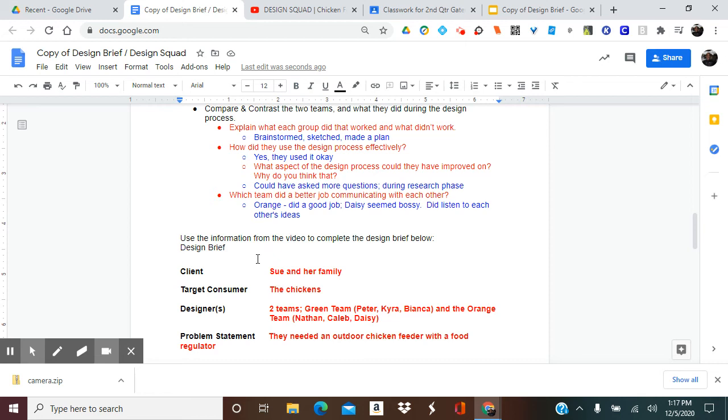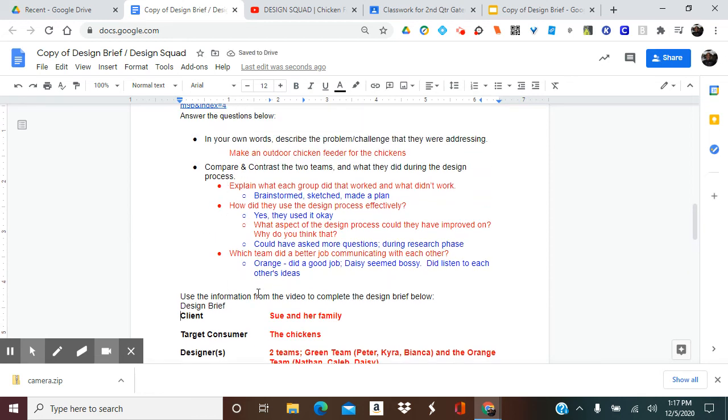Okay, so now this part is kind of an in-your-head question. Again, you don't have to answer using my answers, but please add to them. So, what do you think each group did that worked well and what didn't work well? I like that they talked to each other and that they sketched and had a plan before they grabbed any products. I do think they used the design process effectively for the most part. I do think they probably could have asked more questions during the research phase.